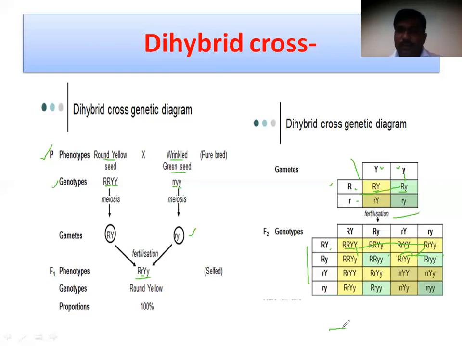So that is about the phenotypic ratio; you can find the genotypic ratio also. You make the genotypic ratio by studying this Punnett square.